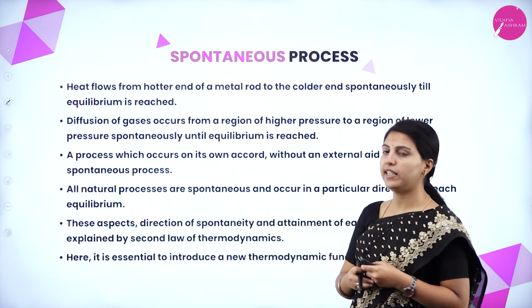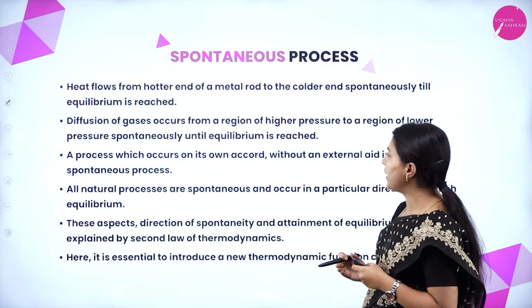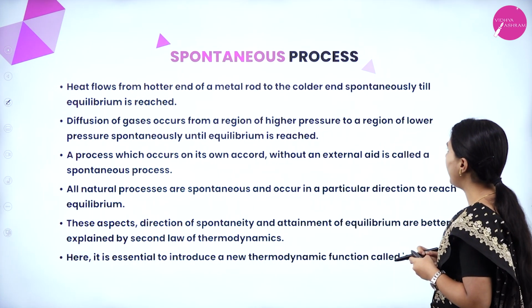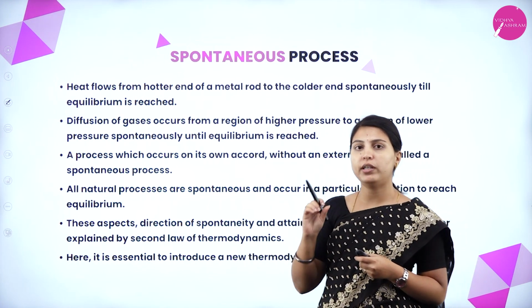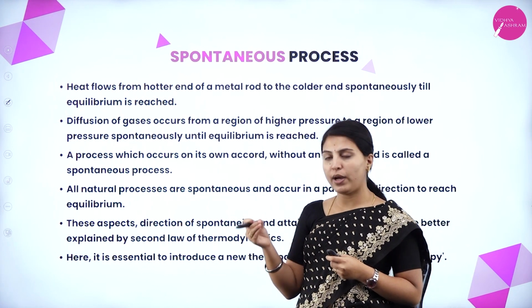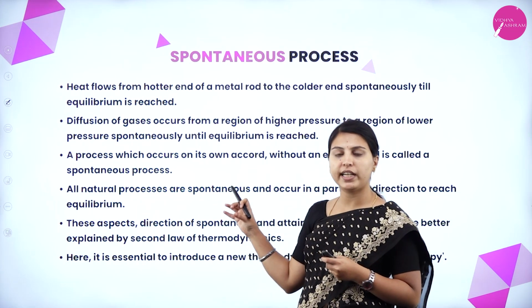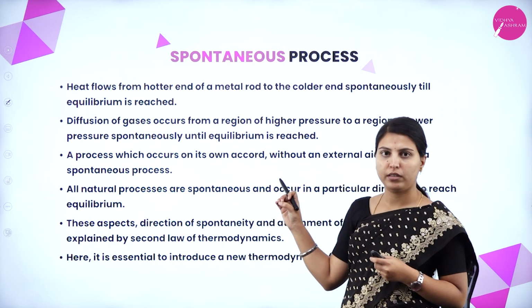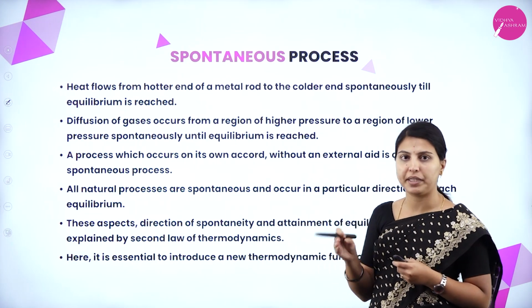Next, spontaneous process. Heat flows from the hotter end of a metal rod to the colder end spontaneously till equilibrium is reached. Means one metal rod is there, at one end it keeps on heating, and the heat moves to the other end, the cooled portion. Spontaneously it will move till it reaches equilibrium.